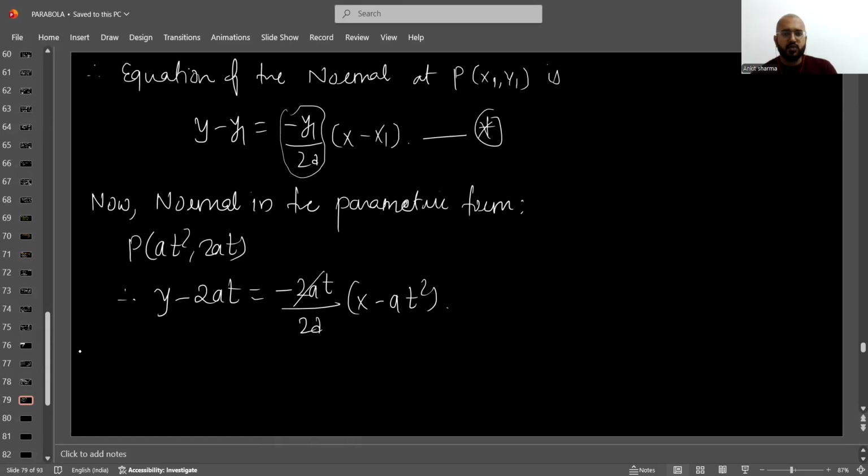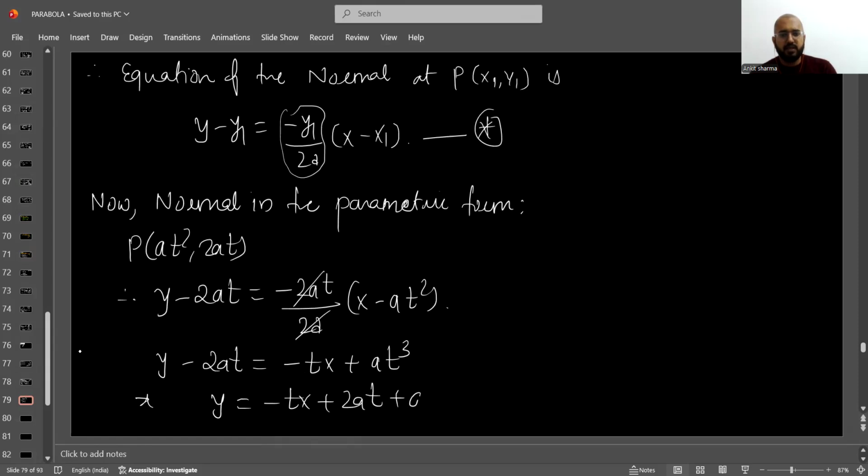So from here I can get this 2a cancelled and I'm left with y minus 2at is equal to minus t times x minus at square, so I'll be having a t cube. So this gives me y is equal to minus tx plus 2at plus at cube. So this is the equation of normal in the parametric form at point P, whose parameter is t.